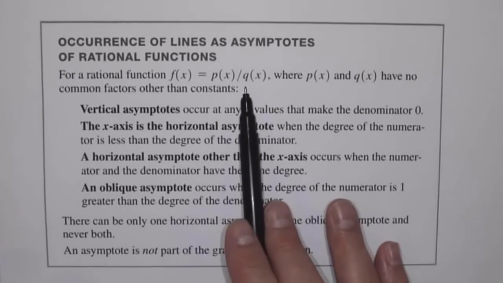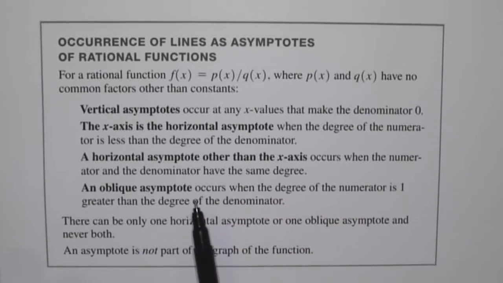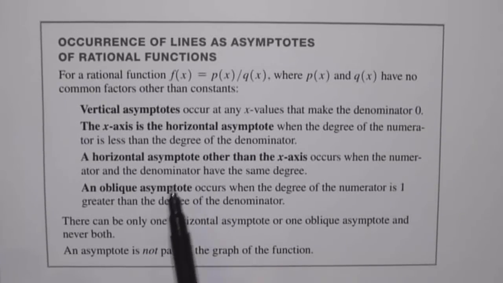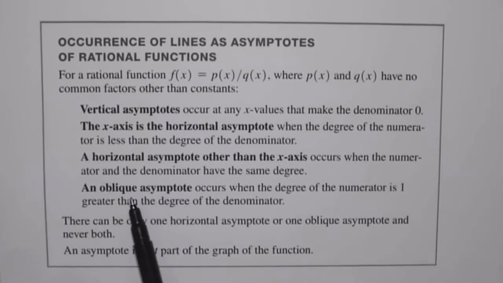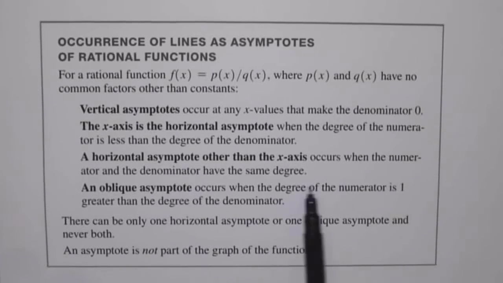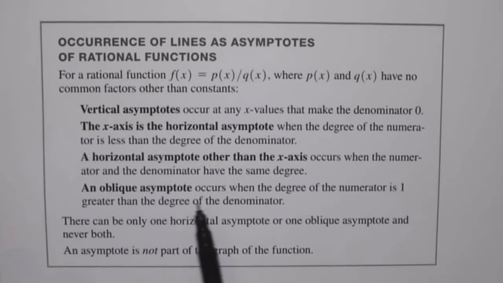There can only be one horizontal asymptote or one oblique asymptote, never both. So if we're talking about a rational function, you will have a horizontal asymptote or an oblique asymptote or neither. You cannot have two horizontal asymptotes. You cannot have two oblique asymptotes. You cannot have both. You'll have one or the other, but not both. And you may not have either. If the degree of the numerator is more than 1 greater than the degree of the denominator, then you will not have an oblique asymptote.